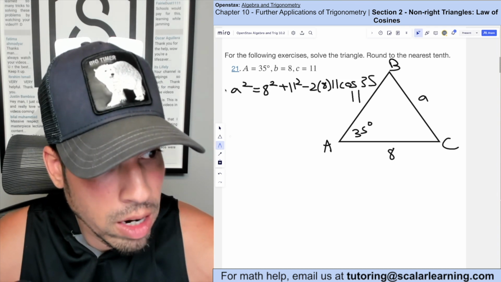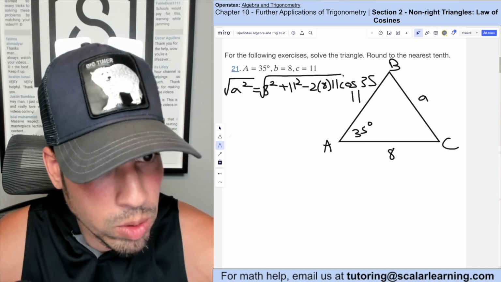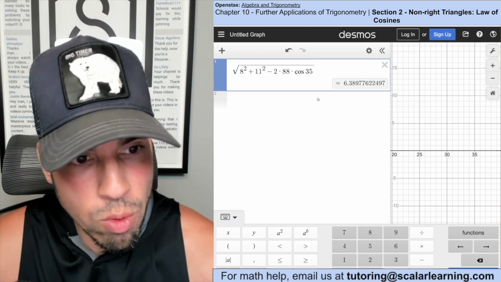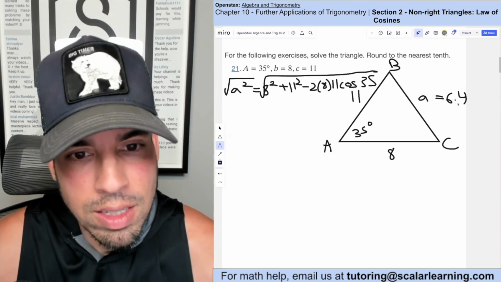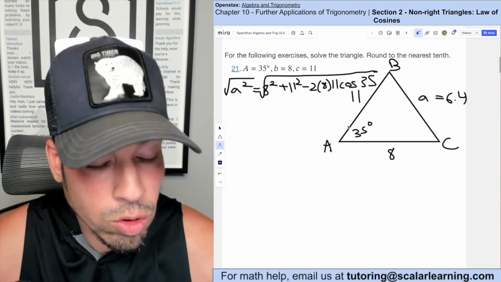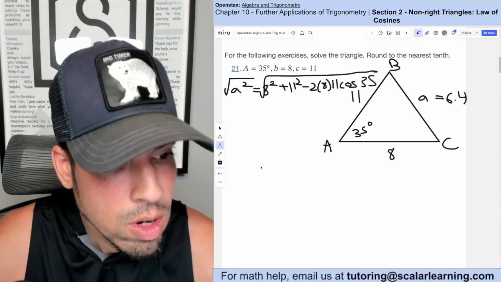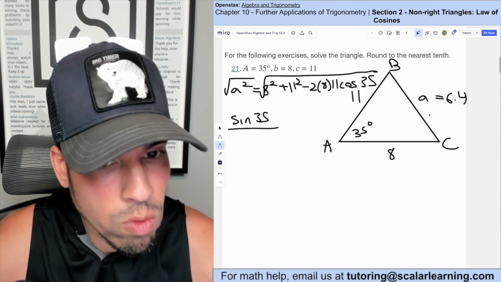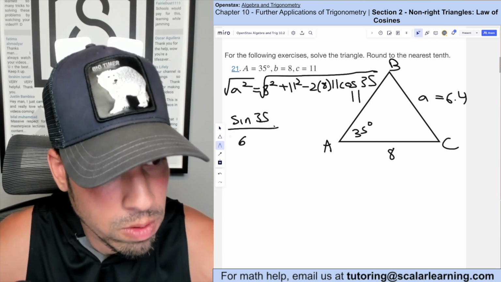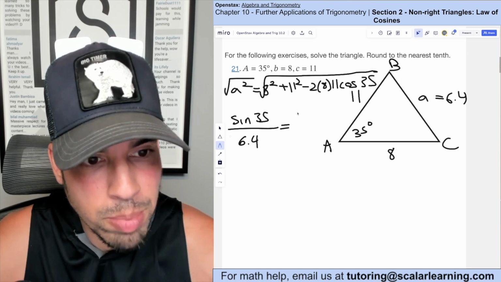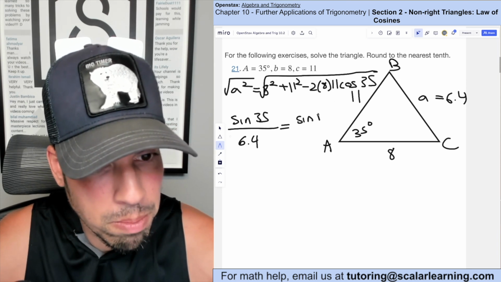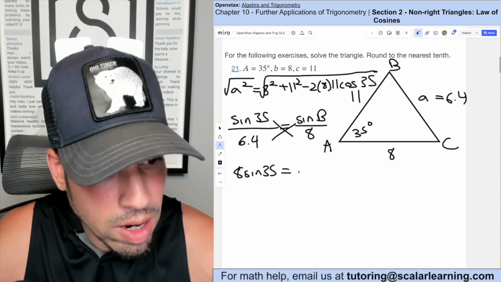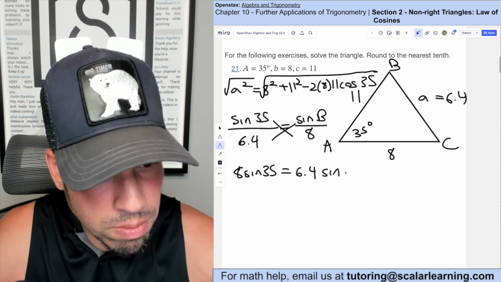So to solve for a, all we got to do is take the square root of both sides. So I'm just going to straight up plug this into Desmos as is. And we get 6.4 rounded to the nearest tenth. Now that we have this side, now we can solve for the missing angles using law of sines. Okay, so now we'll go to law of sines. We got sine of 35 over the opposite side, which is 6.4, is equal to, let's find angle B now, sine of B over 8, and now it's cross multiply. So 8 sine of 35 equals 6.4 sine of B.